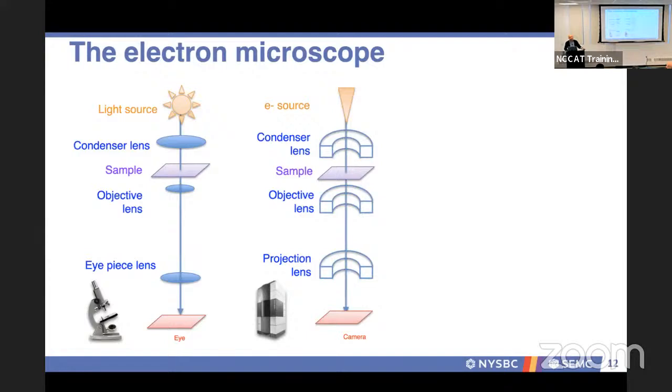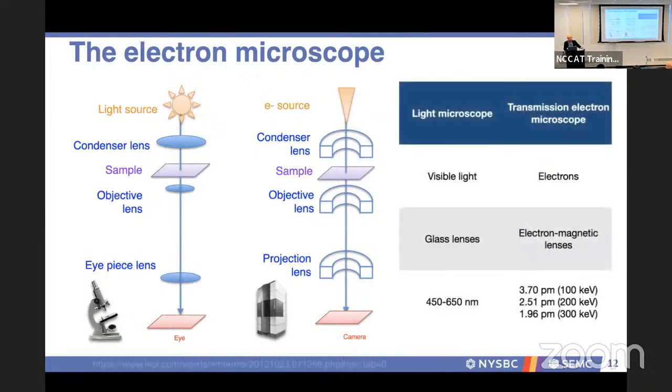Now, the electron microscope, as we alluded to, is very similar to an inverted light microscope. And as you see that there's a source, there are a whole bunch of lenses, you put your sample, the beam goes through the sample, and then you image it. So if you think about a light microscope using visible light, a transmission electron microscope uses electrons. So our lenses in TEM are electromagnetic lenses.